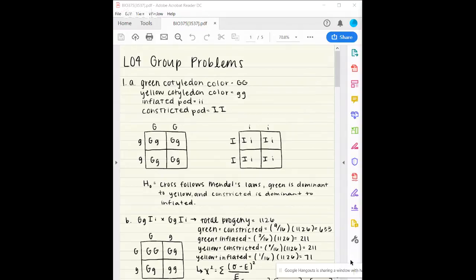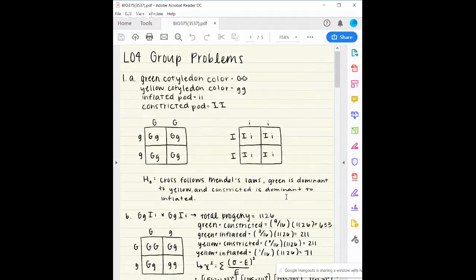Okay, so for number 1, as we're going through, it talks about proposing the null hypothesis for the test. If you look at the data that we observe, there are 562 green constricted pods, and you can come to the conclusion that the green color and the constricted pods are dominant, and that the yellow color and the inflated pods are the recessive ones. That's part of our null hypothesis, and that it will follow Mendelian inheritance.